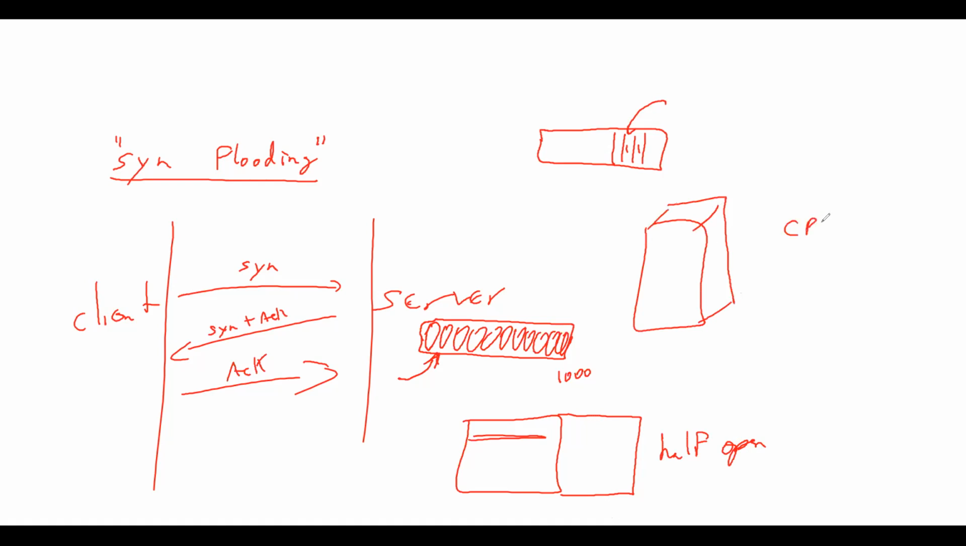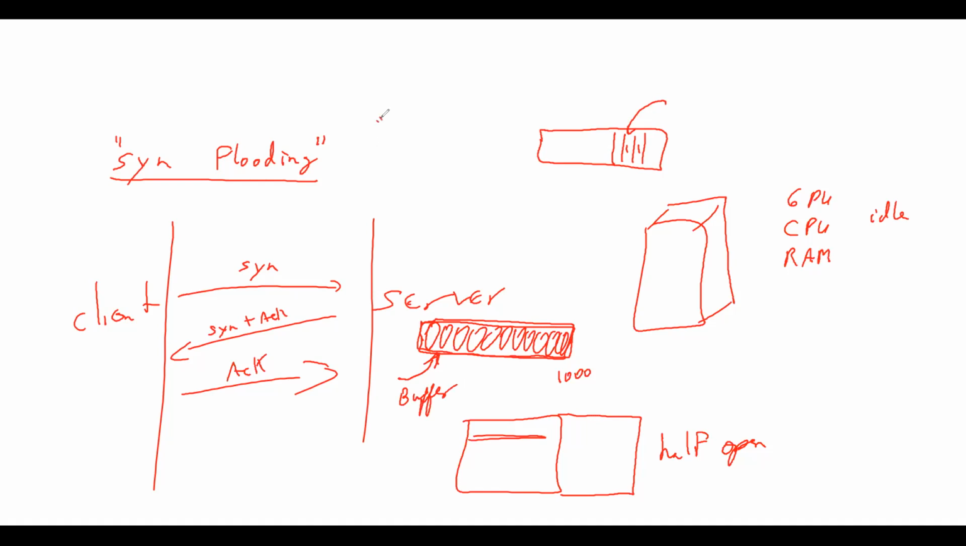So the CPU, the RAM, the GPU, all of those are idle. They're not at capacity by any means. There's plenty of resources there. But the problem is this queue, or buffer as it's called, of half open connections gets full. And once it's full, what happens?